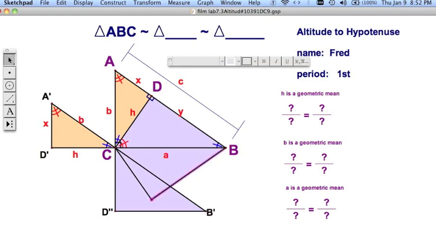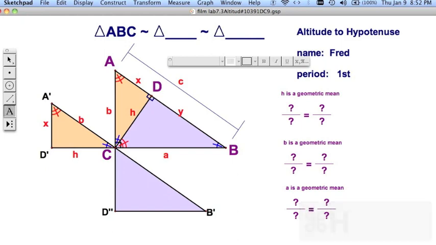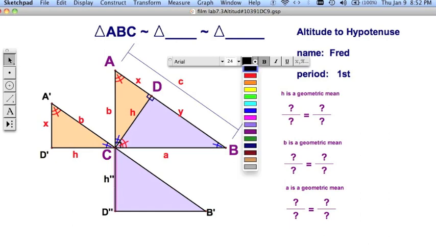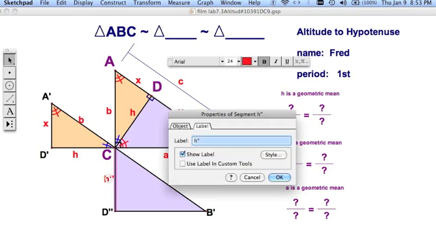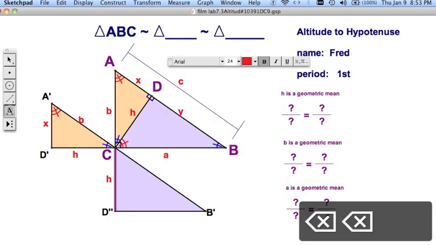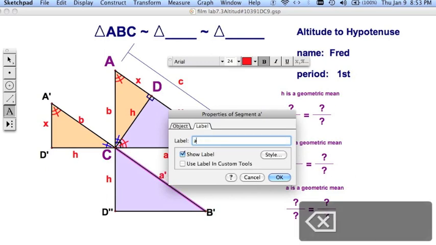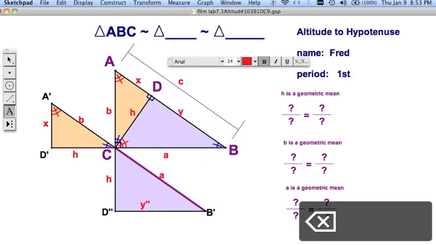And now I'm going to take this triangle, Command H, let's hide it. And now, let's just click on these segments and see what they come up. H, we'll call that H. Then we'll click on this one, which is A. And this one is Y.